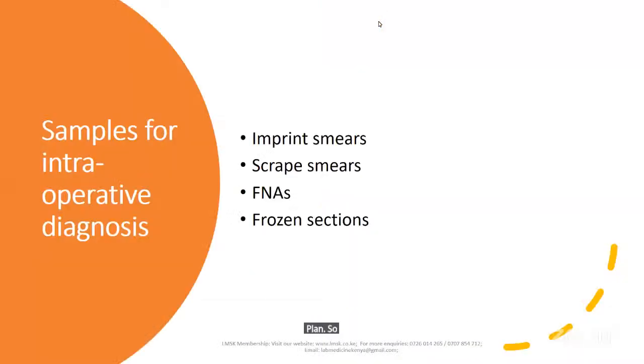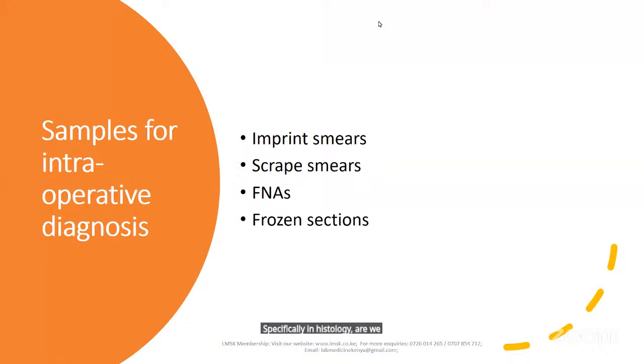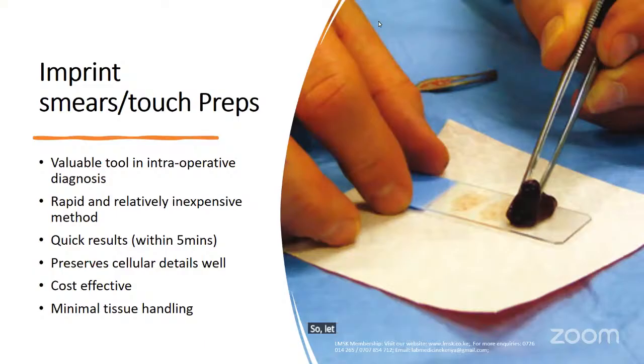So when you're talking about intraoperative diagnosis, what kind of samples, specifically in histology, are we looking at? We have the imprint smears, we have the scrap smears, we have the FNAs, and we have the frozen sections. All these can be taken and processed in a histology laboratory. So let's look at the imprint smears or the touch smears.